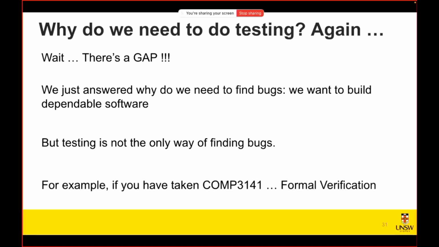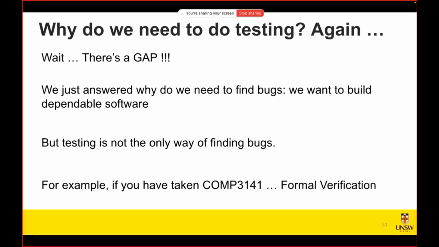For example, if you have taken COM3141, you will know that if you do formal verification like model checking or some other approaches, you can still find bugs. I think maybe they have changed the content of the course, I think some of you are confused. Or even if you just look at the source code of a piece of program, then you can also find bugs, right? Sometimes, if you are the developer of that piece of code, or maybe you are an expert, a master programmer, you can just find bugs by looking at the code. So there are many different approaches for finding bugs.